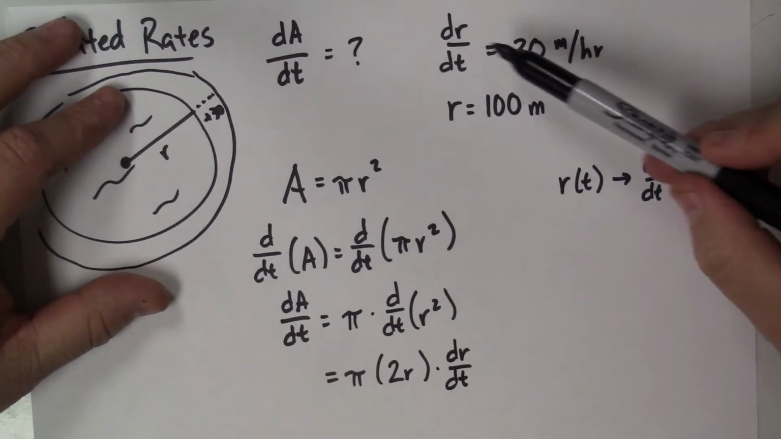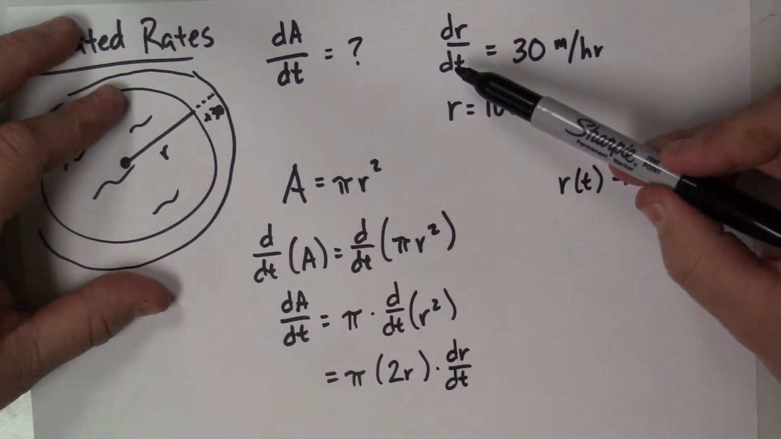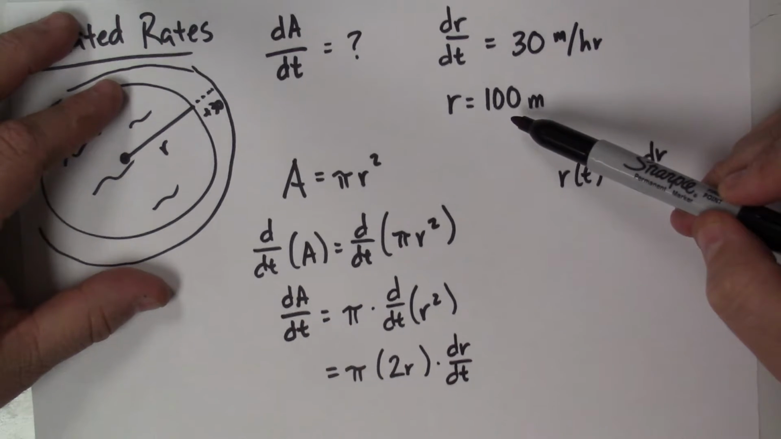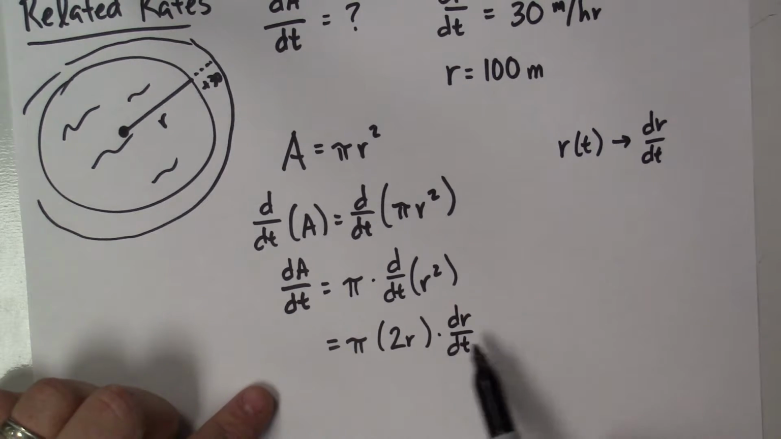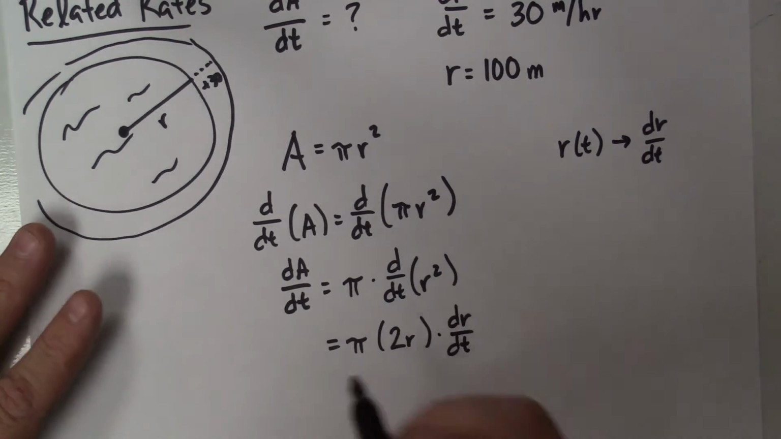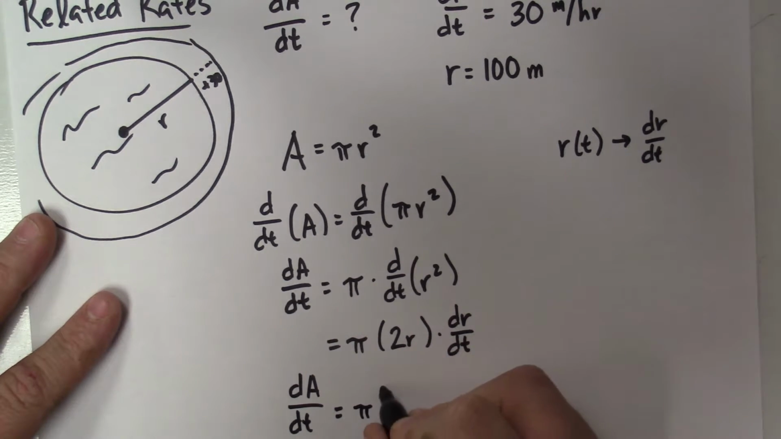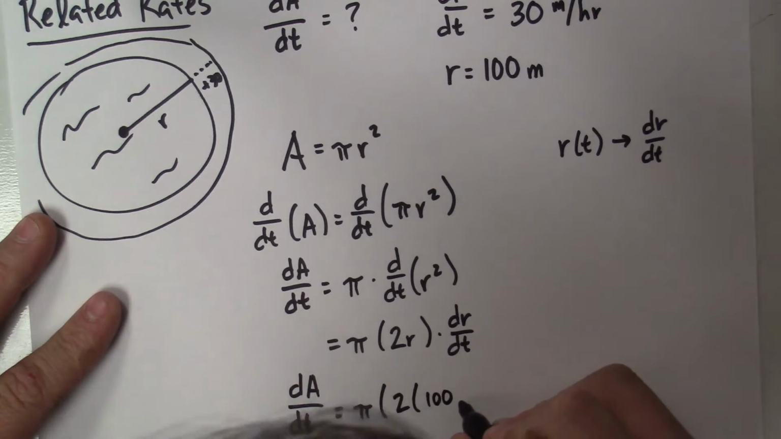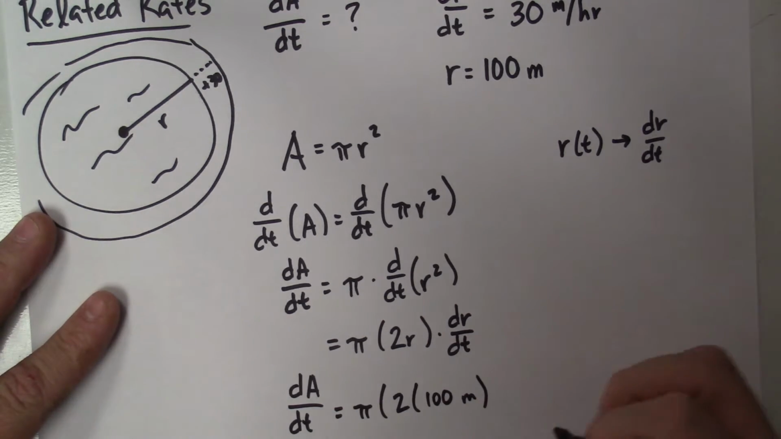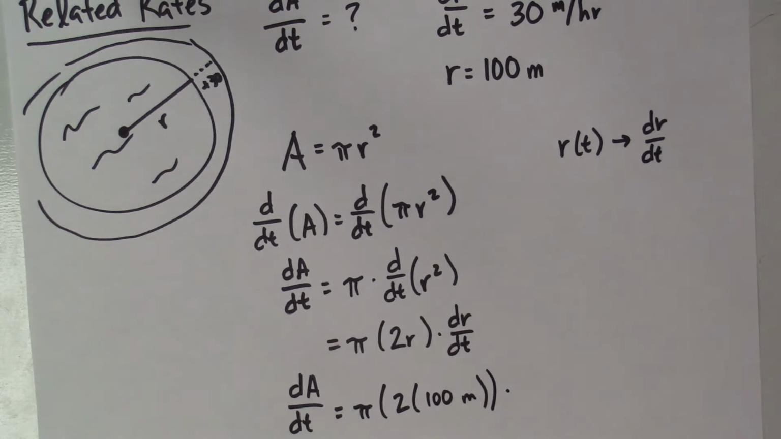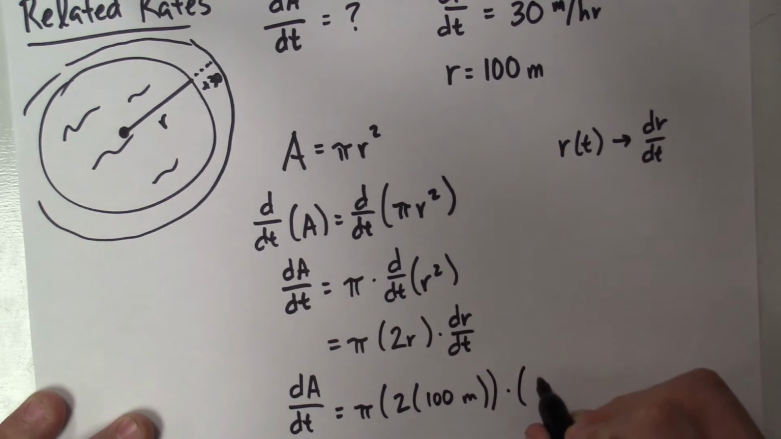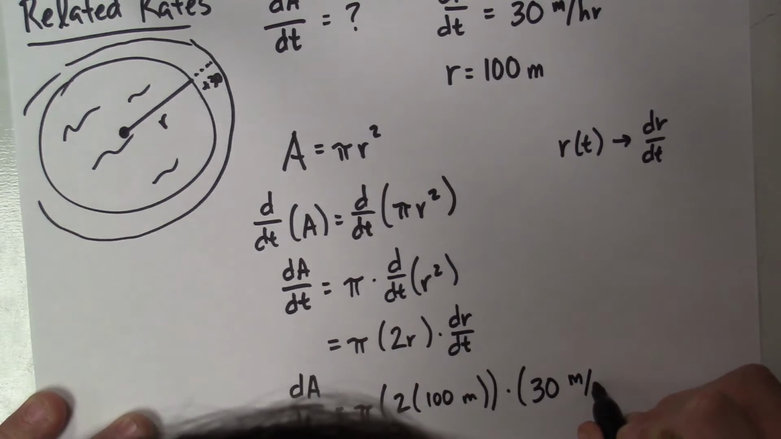Wait, what did they tell us? They told me the derivative of radius with respect to time is 30. They told me the radius is 100. And all I have to do here is substitute in, and I'm going to be able to solve for dA/dt. So dA/dt equals pi times 2 times 100 meters times 30 meters per hour.